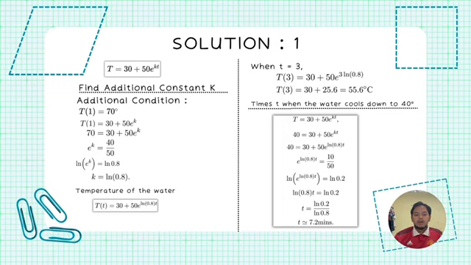Okay, the next question: at what time does the water cool down to 40 degrees Celsius? For this question, the equation is T equal to 30 plus 50e to the power of ln 0.8 t. We substitute T with 40 since we need to find the time when the water cools down to 40. After we solve the equation, the conclusion we got is that the time when the water cools down to 40 is 7.2 minutes, or 7 minutes and 12 seconds.